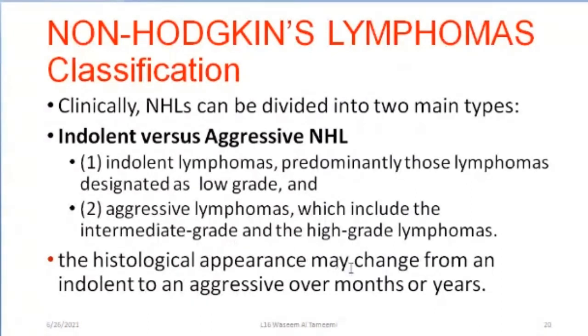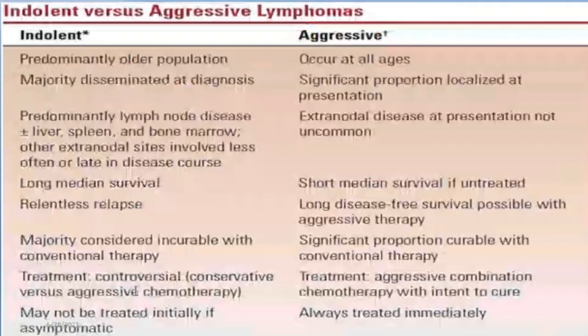Histological appearance may change from indolent to aggressive over months or years. The patient who started with low grade lymphoma indolent ممكن ورا سنوات يتحول الى aggressive lymphoma، ومن follicular يتحول الى diffuse، ومن small cell يتحول الى large cell. فاذا indolent يقسم لها حسب ال behavior وحسب the aggressiveness of the disease. مهم جدا افرق شنو معنى indolent كلينيكلي، شنو معنى aggressive كلينيكلي.